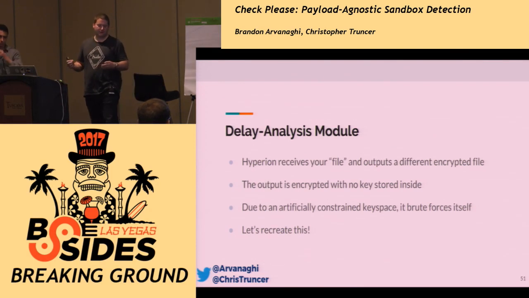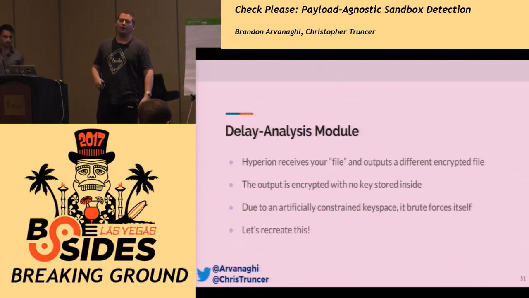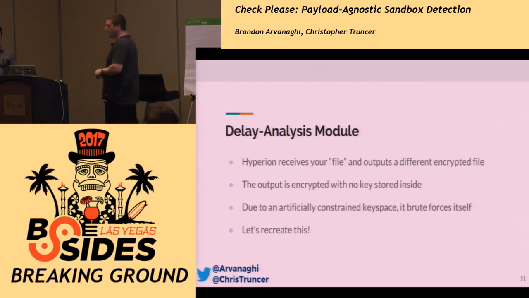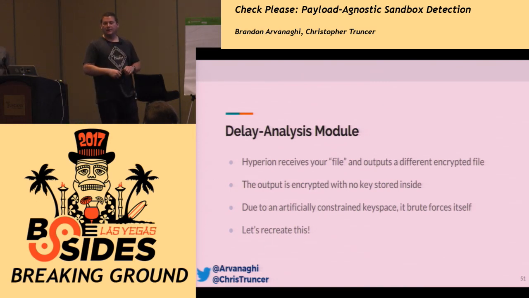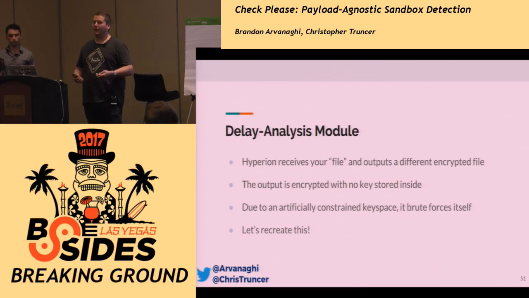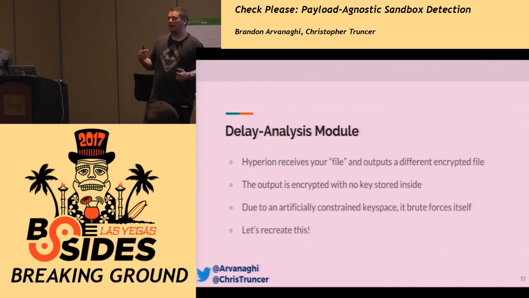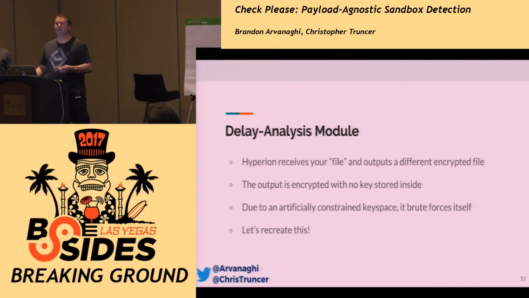What Hyperion does is it's a compiled binary. You put it on your system and give it a program. This could be, again, your malware, or anything you want. It doesn't matter. You give it to that, and it all of a sudden just outputs an encrypted file. This file is your original program that you gave it, encrypted. The problem is there is no decryption key stored inside this file. So the way that this tool works is every time it runs, it brute forces itself. It's trying every single key, and the way that it does it is through an artificially constrained key space.